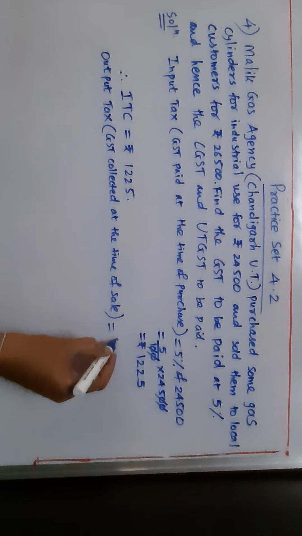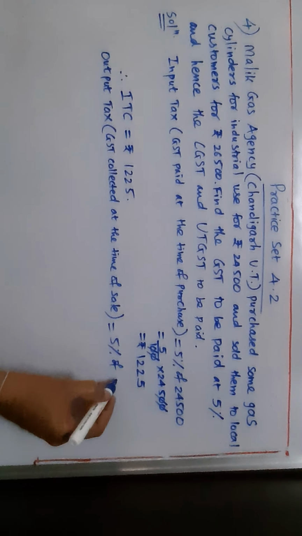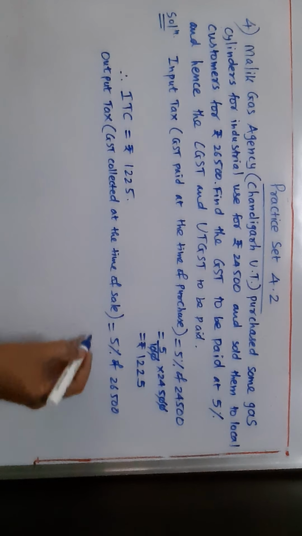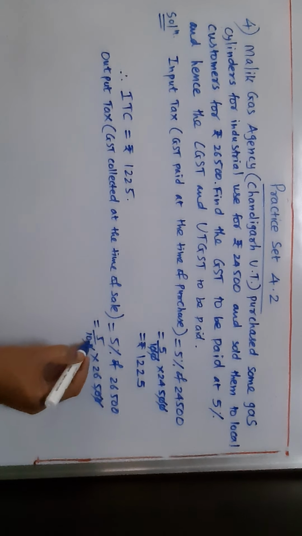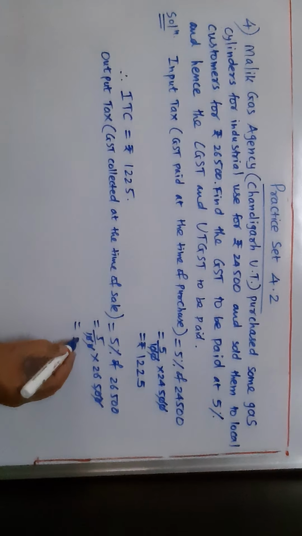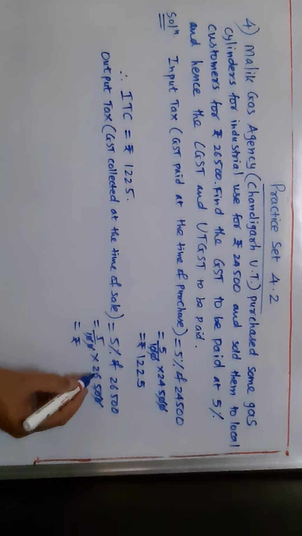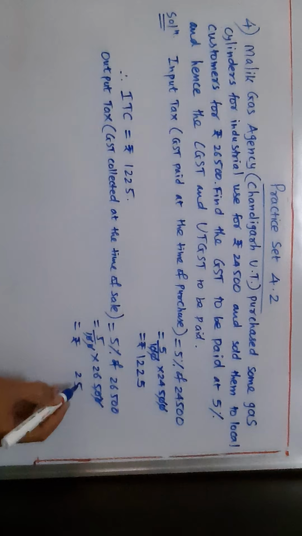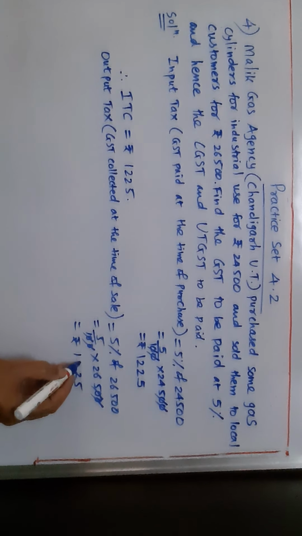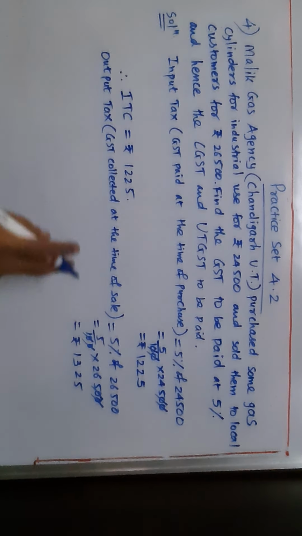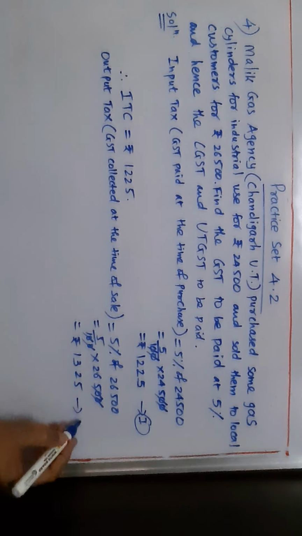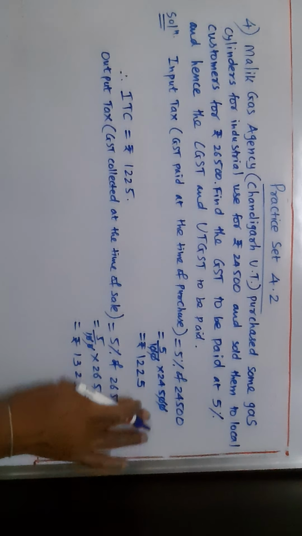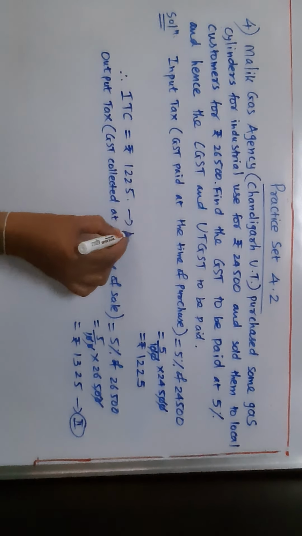It is again 5%, but now the cost of the goods has changed, 26,500 from the customer. So 5 upon 100 multiplied by 26,500. Cut the two zeros with two zeros and multiply this. 5 5s are 25, 2 carry. 6 5s are 30 and 2 is 32, 3 carry. 5 2s are 10 and 3 is 13. 1,325 rupees. This is the output tax. This is result number 1 and this is result number 2. Otherwise, we can give this step as result number 1.